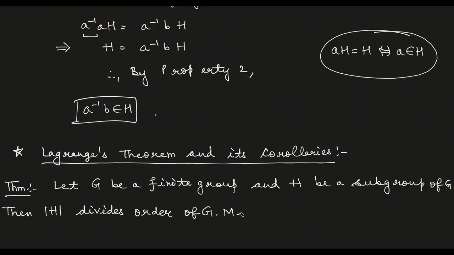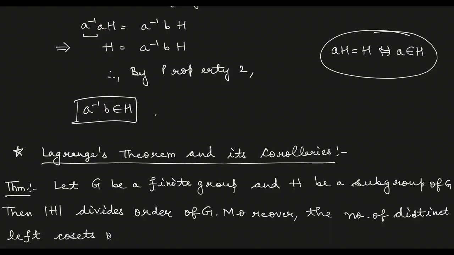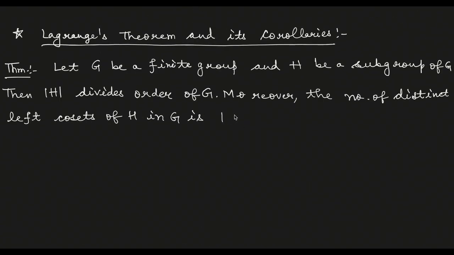Moreover, the number of distinct left cosets of H in G is the order of G upon the order of H. This is equal to the index of H in G. Now some corollaries.